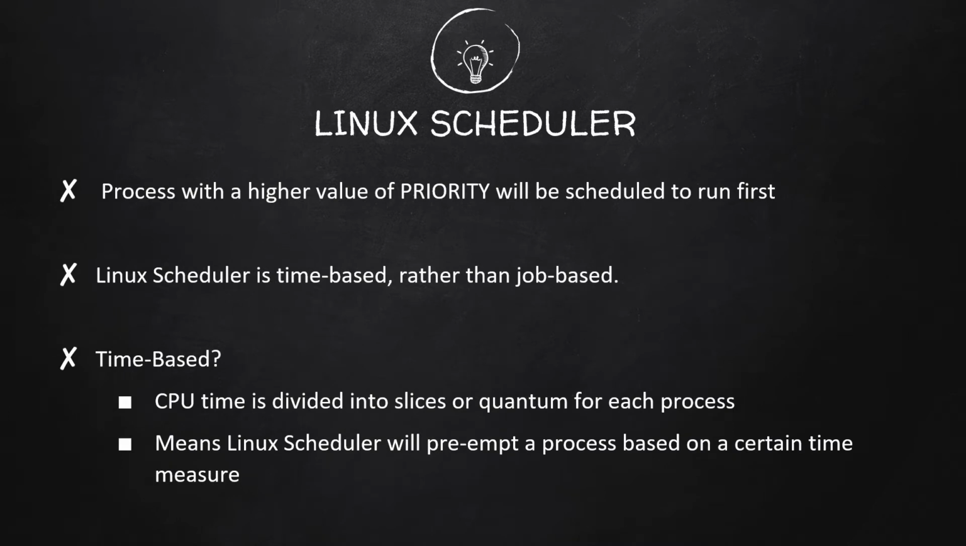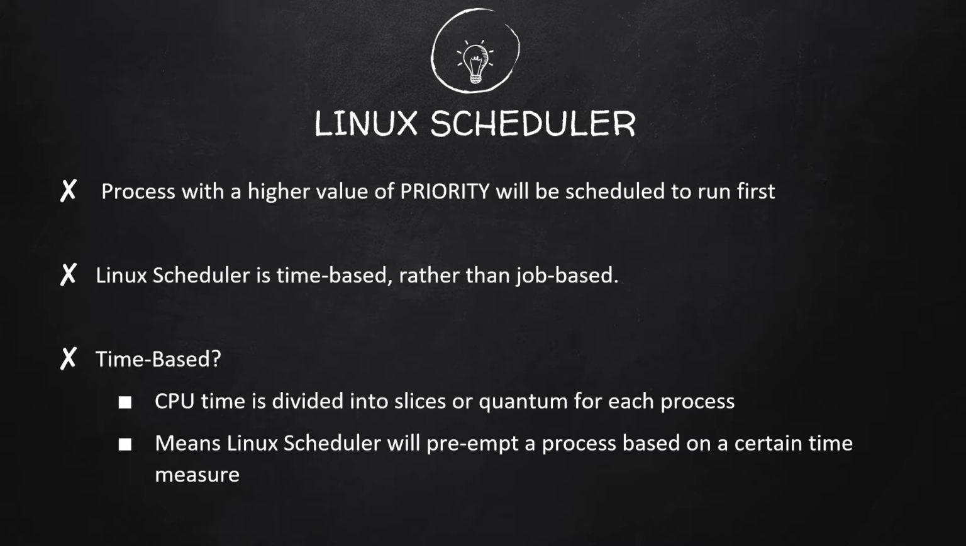So as I have explained, the value of priority plays a big role in how processes are picked by the scheduler. Processes with a higher value of priority will be scheduled to run first. The Linux scheduler is time-based rather than job-based. So what does it mean when it's time-based?